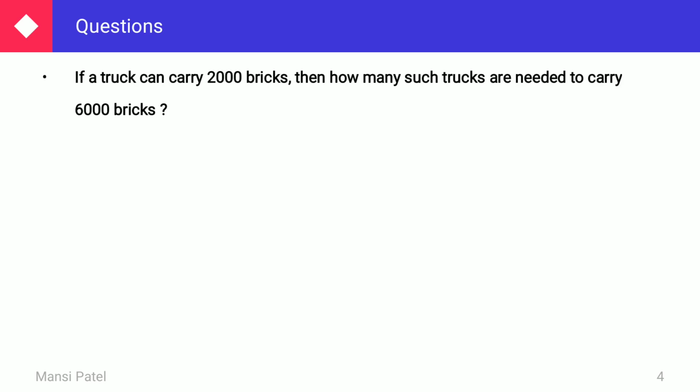Let us see one another question. If a truck can carry 2000 bricks, then how many such trucks are needed to carry 6000 bricks?